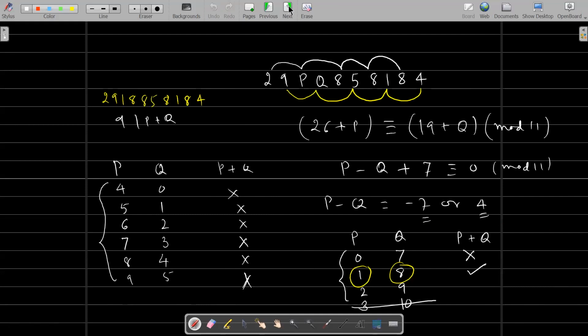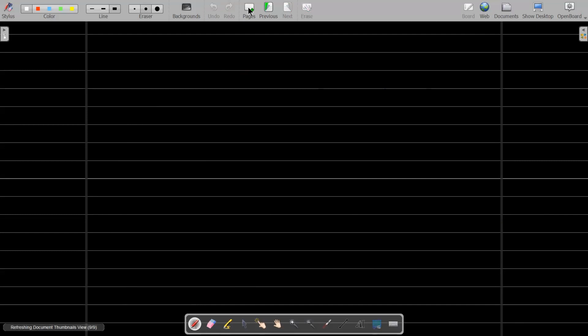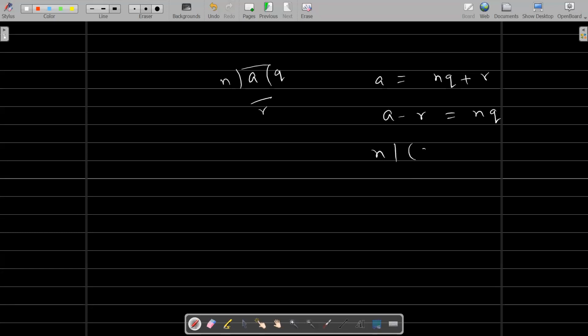So, firstly, let me say some basics. If I divide a number a by something, say n, I get some quotient and some remainder, right? So I say a is n times q plus r, which means a minus r is n times q, or n divides a minus r. And in congruence notation, we write it this way: a is congruent to r mod n.